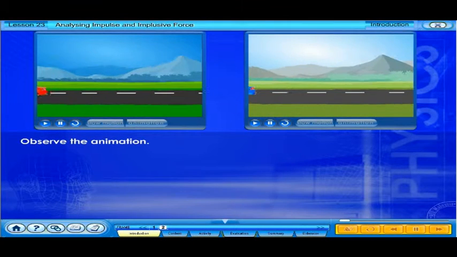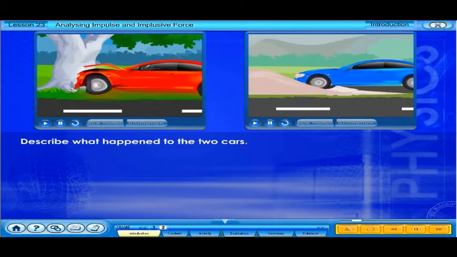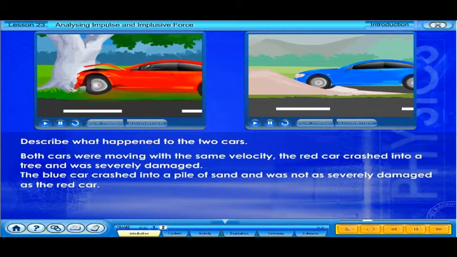Observe the animation. Describe what happened to the two cars. Both cars were moving with the same velocity. The red car crashed into a tree and was severely damaged. The blue car crashed into a pile of sand and was not as severely damaged as the red car.